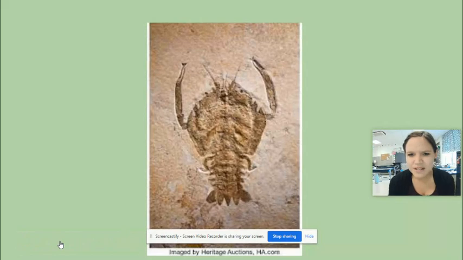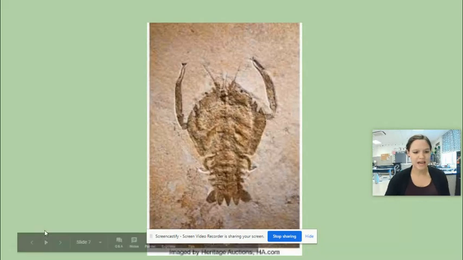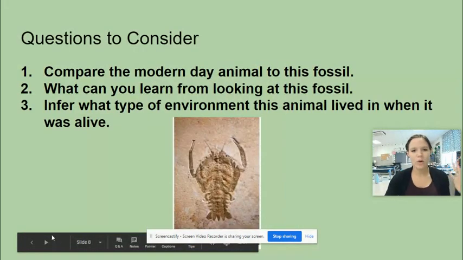Here's another prehistoric creature. Maybe you're getting some thoughts of what this might be. This creature lived thousands or millions of years ago, but you can see some things that are similar to some creatures we have today. All right, so questions to consider here. Does this fossil look like a modern day animal?